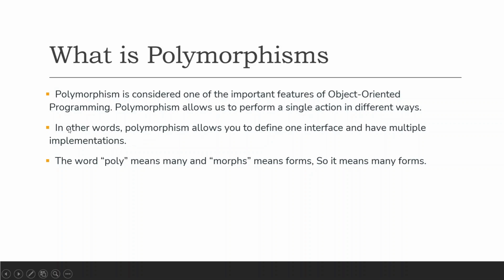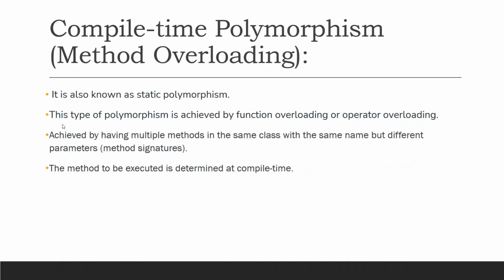Method overloading is also called compile time polymorphism. So we have two types of polymorphism. One is compile time and the second is runtime polymorphism. Compile time polymorphism has another name, which is method overloading. It is also known as static polymorphism.